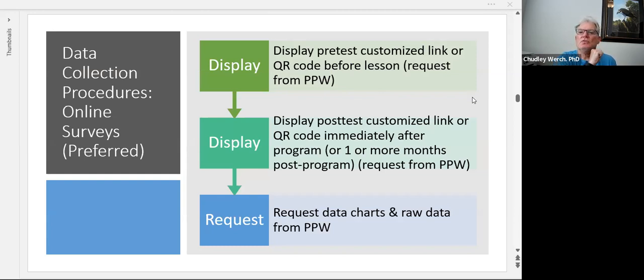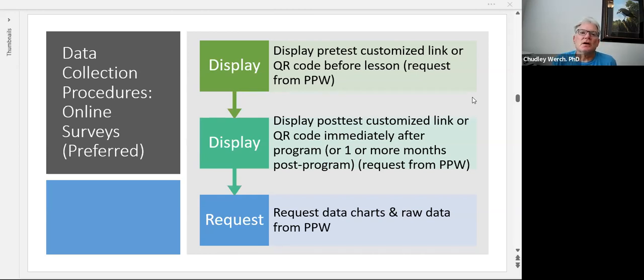As I just said, you show your customized code. By the way, if you're using our programs, you can ask me anytime, info@preventionpluswellness.com, and we'll send you a customized link and a customized QR code. And you could add that to your youth Chromebook, so you could display the QR code. They could point their cameras at it and open it up and do the pre-test.